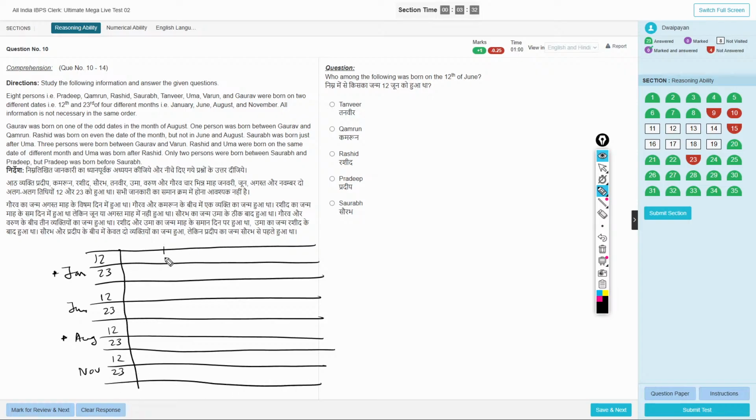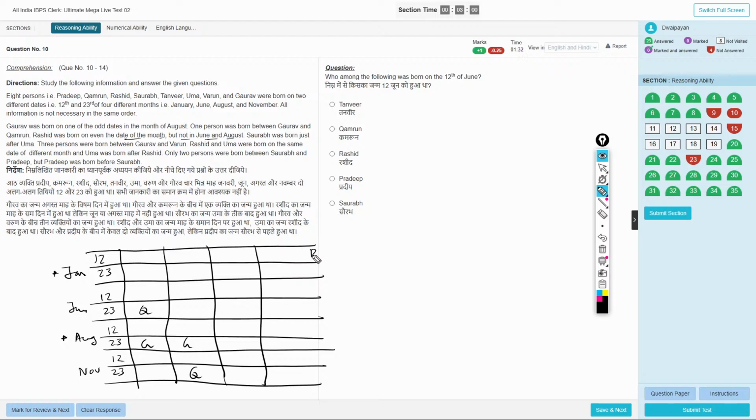Okay, so 1, 2, I guess 3 at max. Gaurav was born on one of the odd dates of August. So Gaurav, excellent. 1% born between Gaurav and Kurma. Rashid was born on an even date of the month, but not in June or August. So November even date or January even date.